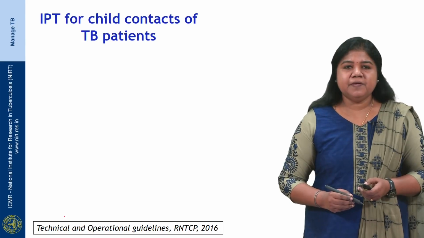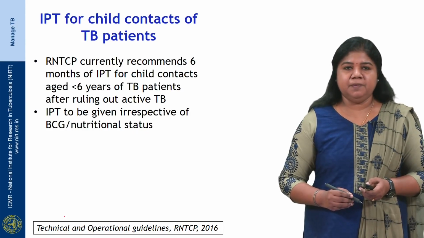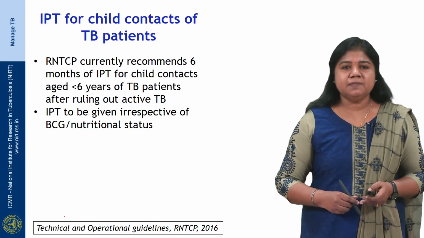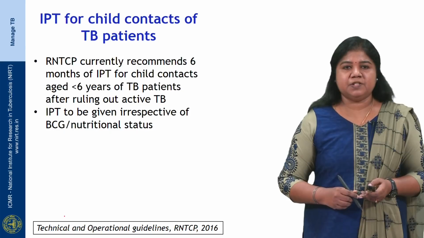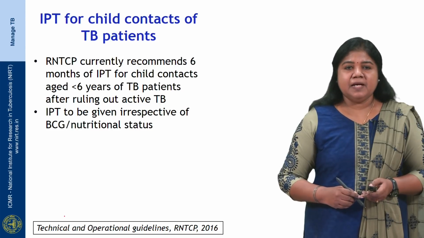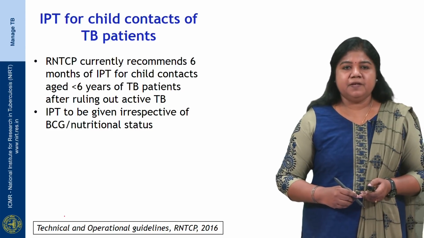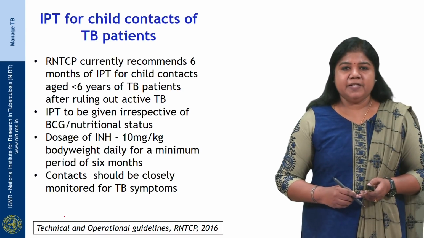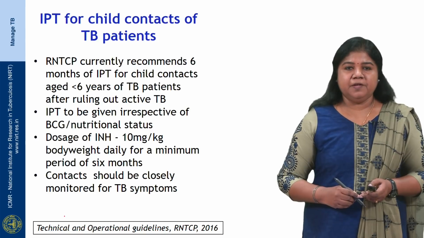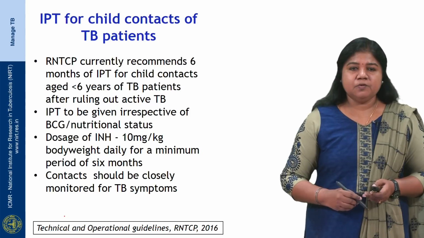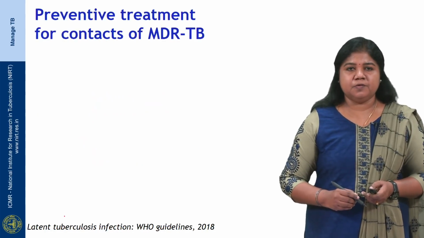The isoniazid preventive therapy for child contacts of TB patients. The revised National TB Control Program currently recommends 6 months of isoniazid preventive therapy for child contacts aged less than 6 years of TB patients after ruling out active TB. The isoniazid preventive therapy is to be given irrespective of BCG and nutritional status. The dosage of isoniazid is 10 mg per kilogram body weight daily for a minimum period of 6 months, and these contacts should be closely monitored for symptoms of tuberculosis.